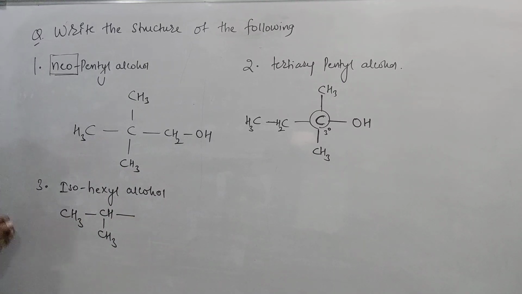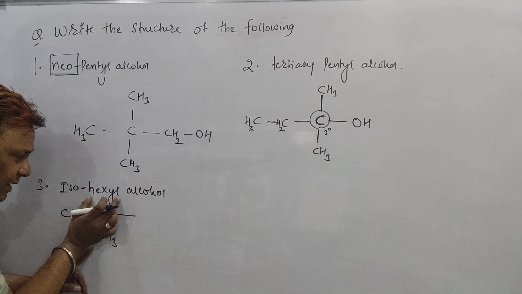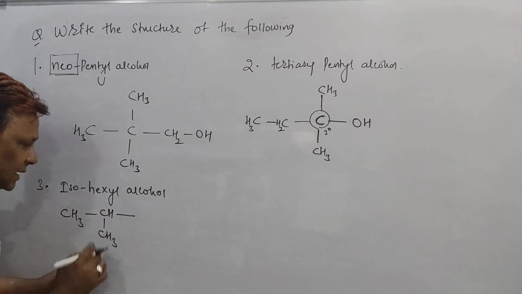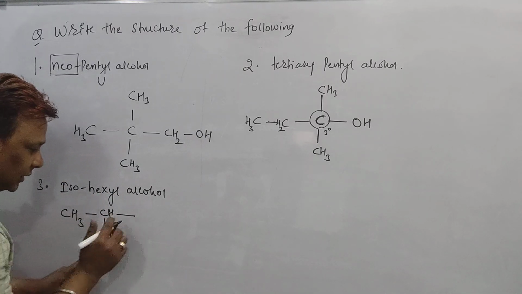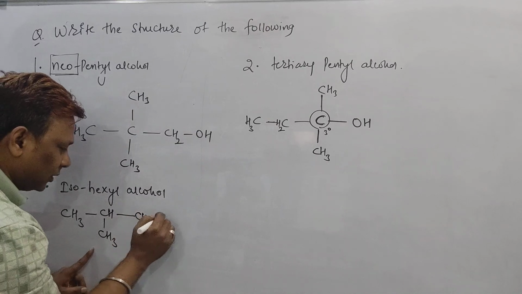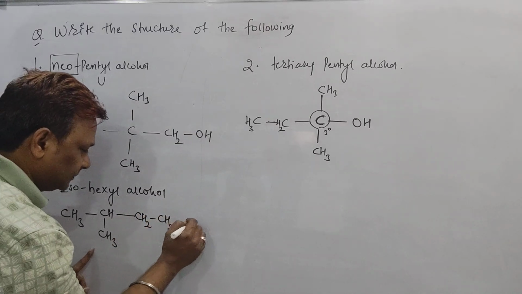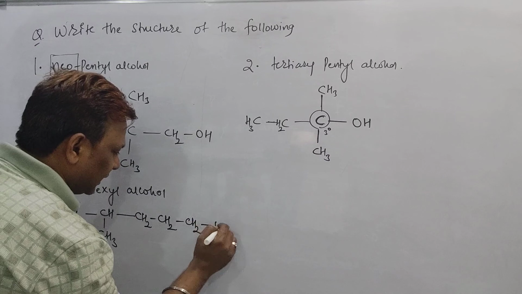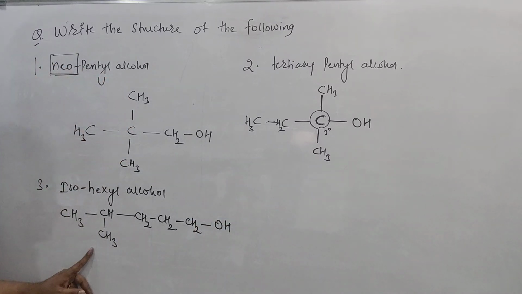Iso group. Is it clear, beta? CH3, CH, CH3 is called as a what? Iso group. Now, how many carbons are they having? Hexyl means 6 carbons are there. 1, 2, 3. Then this is 4, 5, then 6, and alcohol OH. Is it clear, beta? It is called as isohexyl alcohol.